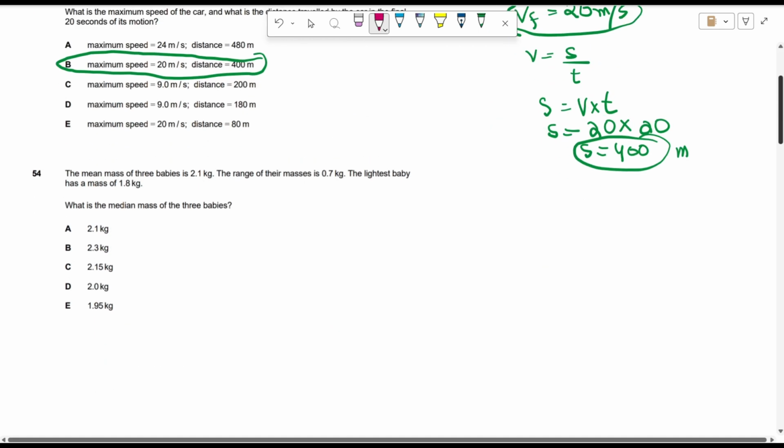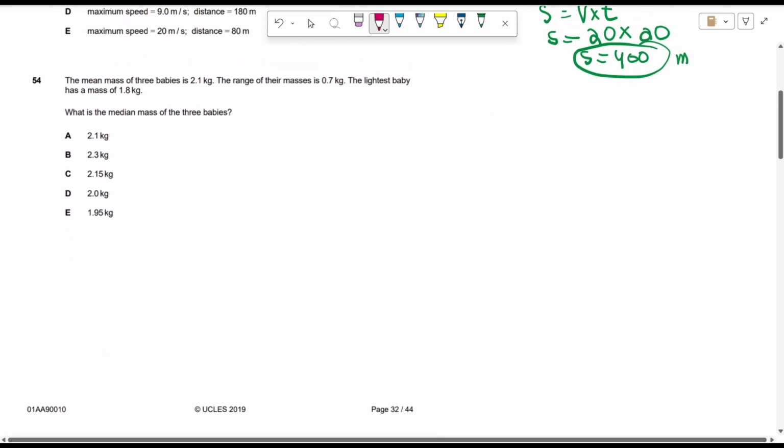So now question 54. The mean mass of 3 babies is 2.1 kg. The range of their masses is 0.7 kg. The lightest baby has a mass of 1.8 kg. What is the median mass of the 3 babies? So basically they have given us the mean mass of 3 babies, which is 2.1 kg, right?